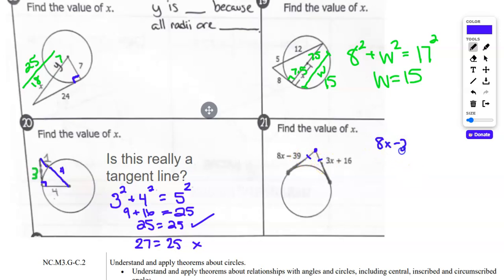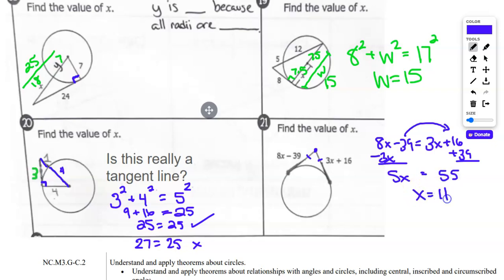So how do you solve that? Well, we've done a lot like this. They're equal to each other. Subtract 3x to move the smaller one, it's 5x, and I want to stay balanced, so I'm going to move minus 39 over here, and it'll become plus 39. I basically added 39 to both sides, giving me 55. Divide off the 5, and x is 11. So 3 times 11 is 33 plus 16. This piece must be 49, so the other piece must be 49. They're guaranteed to be the same.